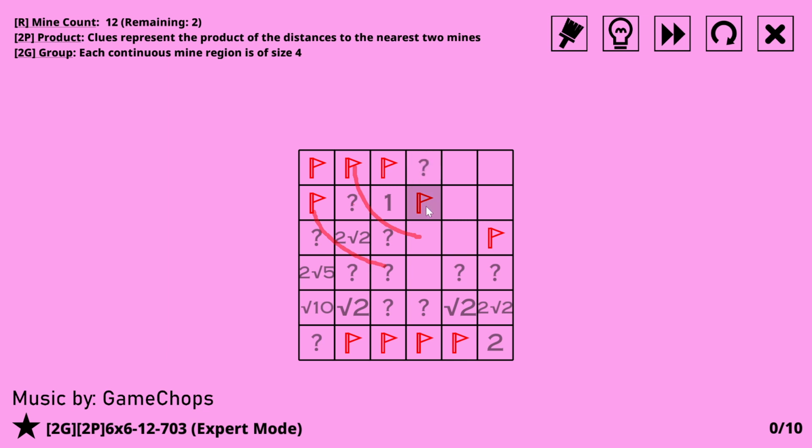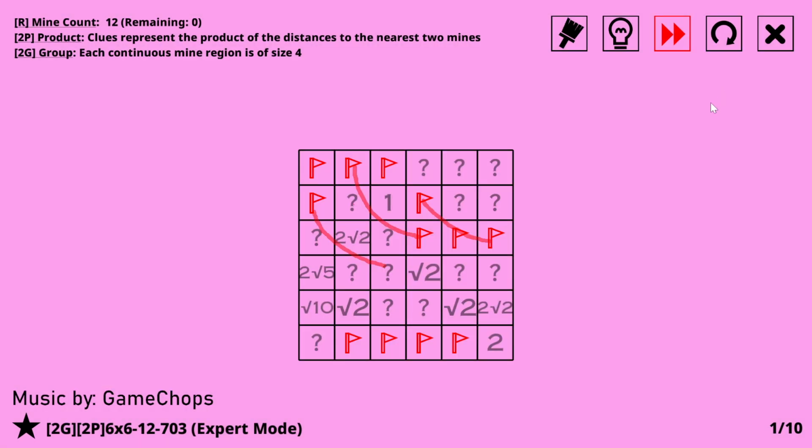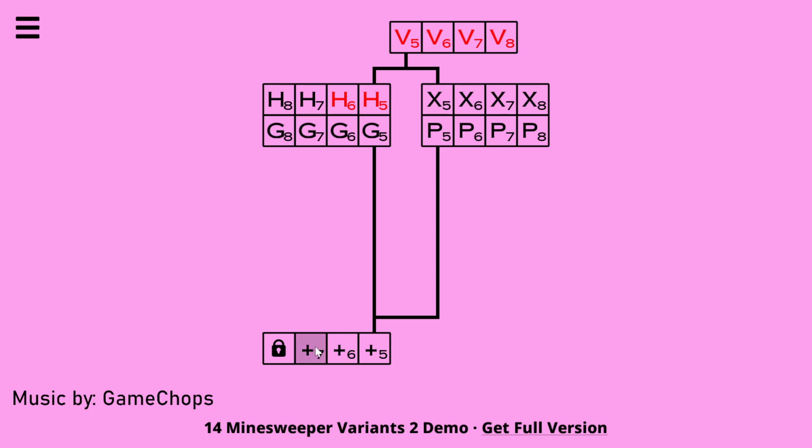This now can't be a mine. This must actually connect to that in a region of 4, which means it cannot take any strays. Root 2 now means that these are both just mines, solving the puzzle. Nice. Cool. Yeah, I really like G. For some reason, I just really like it. Let's do +7 now.